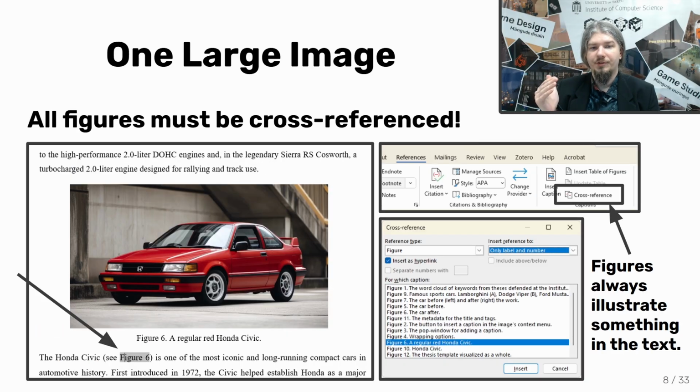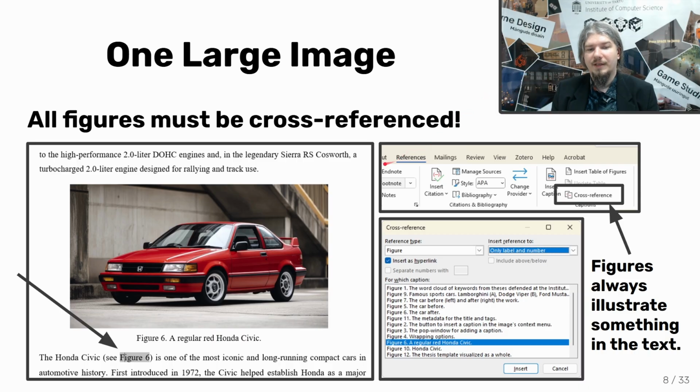Now all the figures you have must be cross-referenced. This is again something that we couldn't do in Google Docs, but now in Word it's much simpler. So the figures you have, they always illustrate something that you describe in the text. This means that you should cross-reference your figure in the text. For example, here we have this situation where the Honda Civic, and then in brackets we have see figure 6, and then brackets end, is one of the most iconic and long-running compact cars and so on.